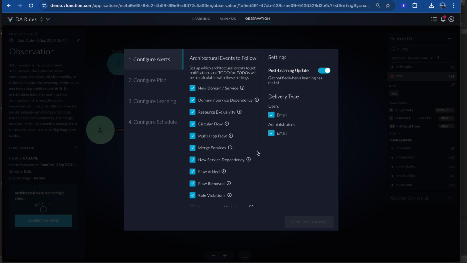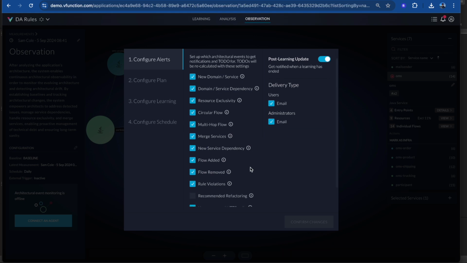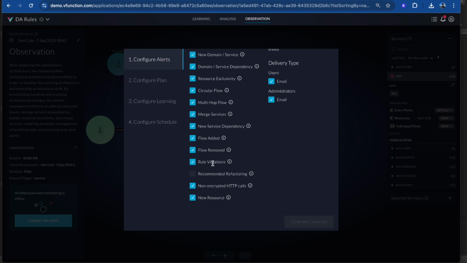When new flows are added, when flows are removed, when a rule is violated, this relates to the rules that I just showed you. You may get an alert when there's a recommended refactoring. Something that we've added recently that customers have asked for is to get alerts when non-encrypted HTTP calls are identified, or when a new resource suddenly is identified, meaning alert when a new resource is detected in one of the flows of the system. So the system will generate alerts, whether email or Slack, or to our generic dashboard.